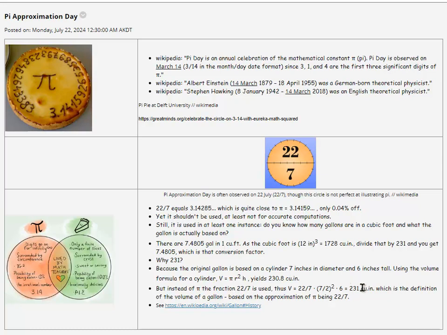And they did that, and came up with exactly 231 cubic inches, and that is the definition for the gallon. And I think that's kind of cool. You use a number that is slightly off from the actual pi, and that is how this particular unit for the gallon is defined.